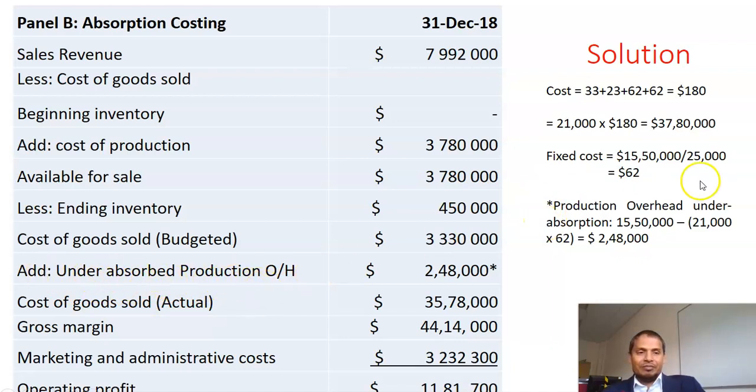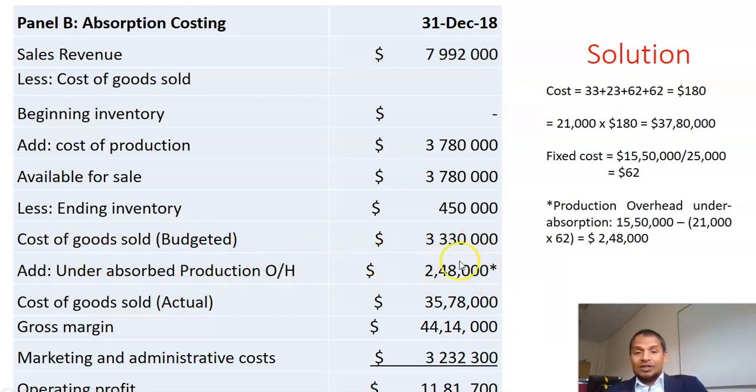The remaining amount should be adjusted here as under absorption. Budgeted 25,000, actual production 21,000. So under production, 4,000 units. So 4,000 times 62, which is 248,000. And this is what is under absorbed production overhead that we need to adjust with cost of goods sold.